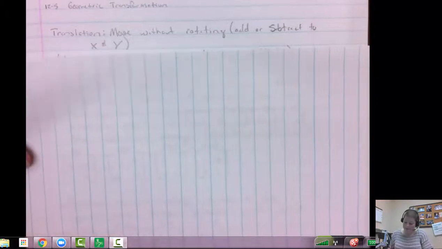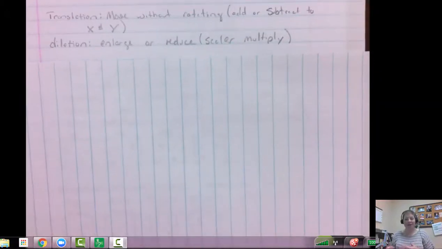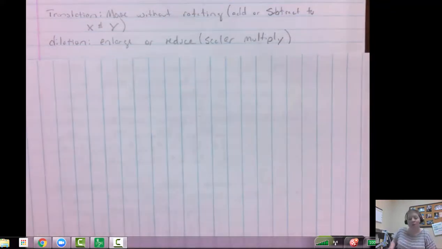The next one is a dilation. That's just where you're going to have a scale factor and you're going to multiply by a whole number, making it bigger, or you're going to multiply by a fraction and reduce and make it smaller. And in the matrices, it's going to be scalar multiplication, so you multiply all x's and y's by a number to make it bigger or smaller.